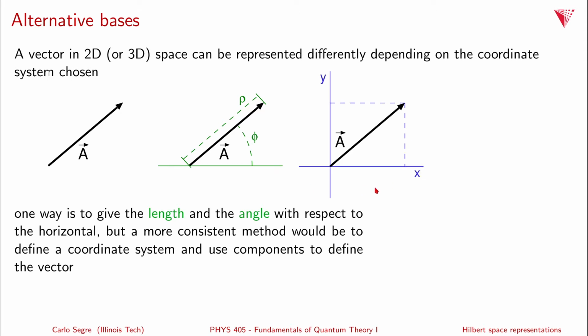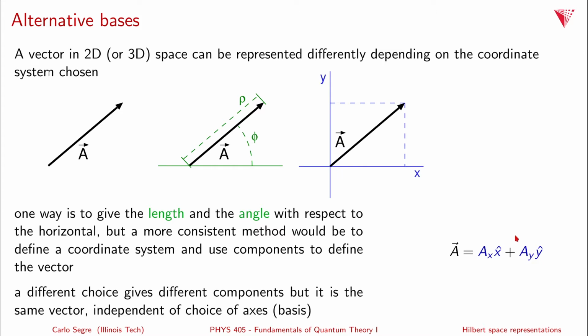Let's, for example, take this set of Cartesian coordinates where the x is horizontal and the y is vertical, and then we see that the vector A can be represented as A sub x, which is the component of A in the x direction, or the projection of A along the x-axis, times x hat, the unit vector in the x direction, plus A sub y, which is the projection of A along y, and the unit vector in the y direction, y hat.